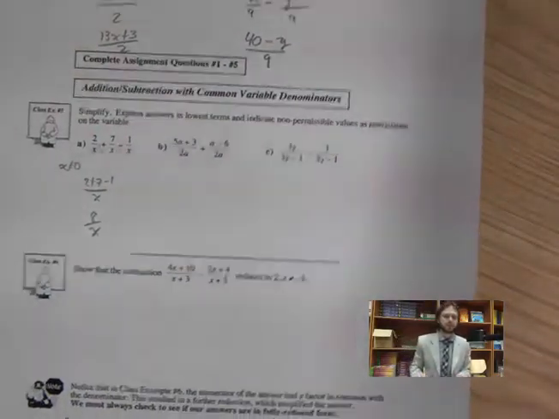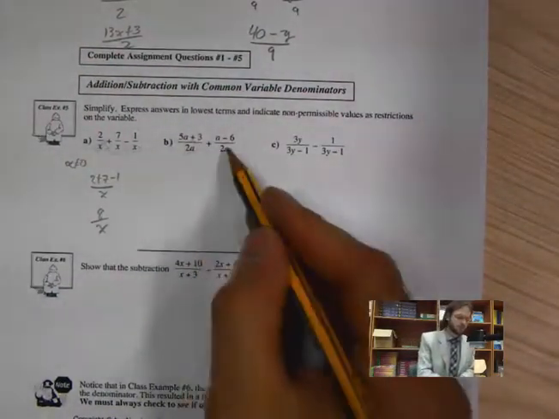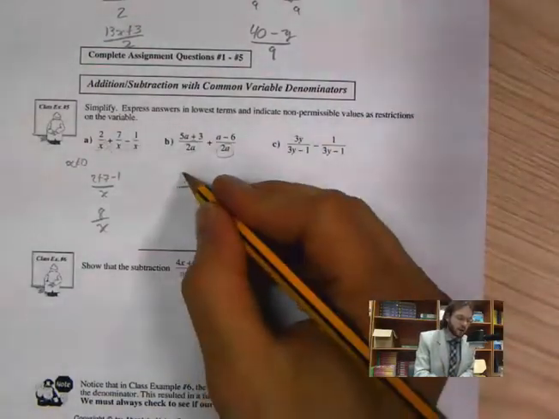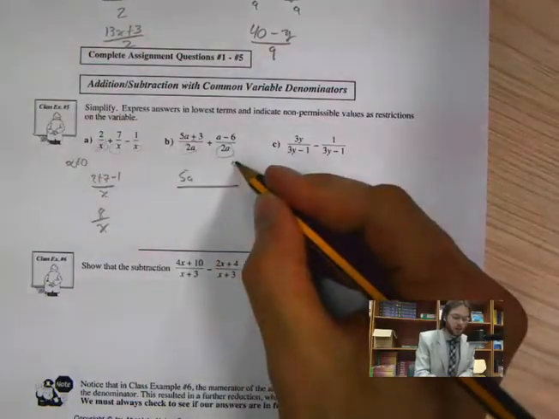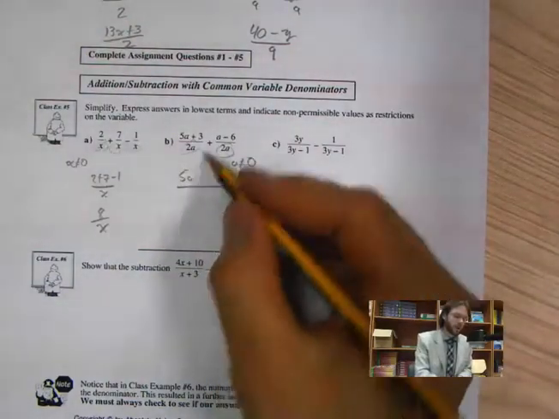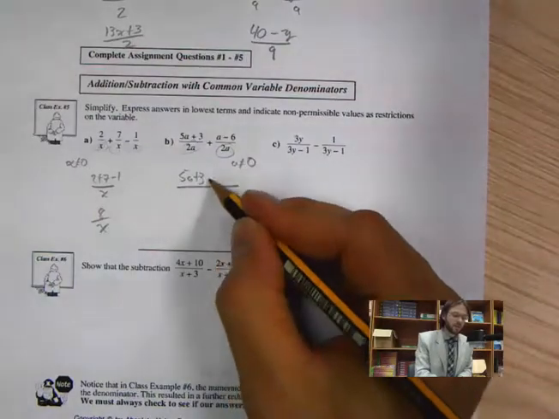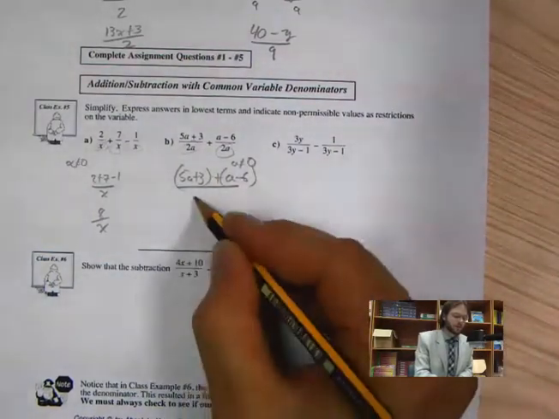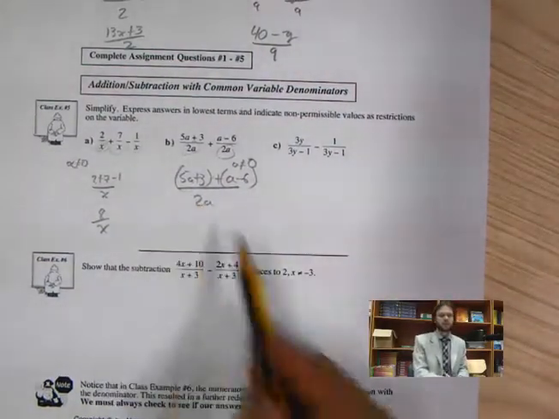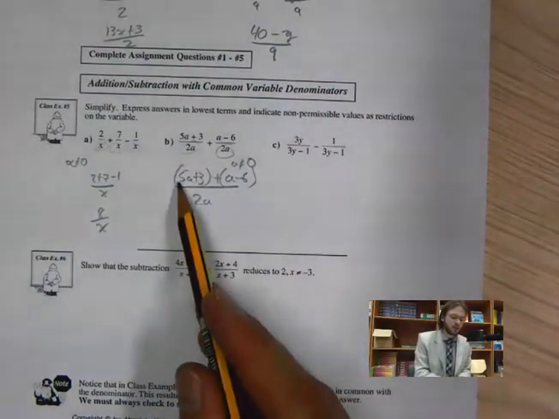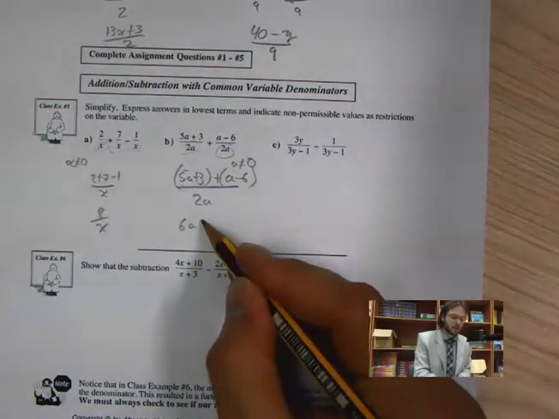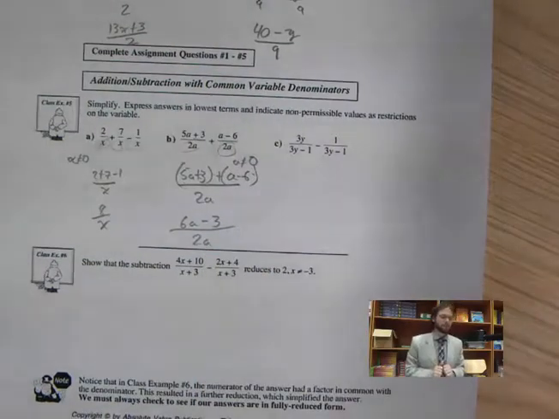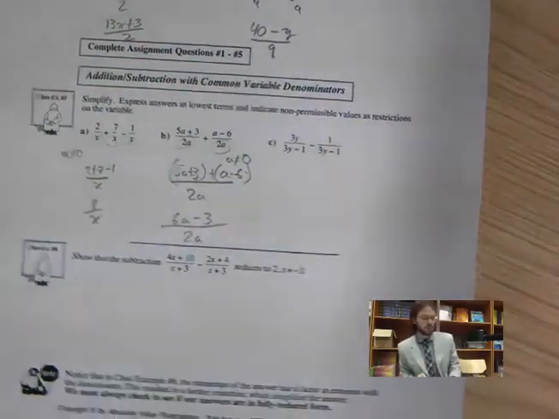Let's take a look at b. Proportion is kept the same. So, once again, we're adding 5a. a cannot equal 0. 5a, always do that first, plus 3. Okay, and we have to add a minus 6 all over 2a, because we're in the same proportion, so we can just combine them. Now we combine, I'm going to get 6a minus 3 all over 2a. That's it, and a still cannot equal 0.